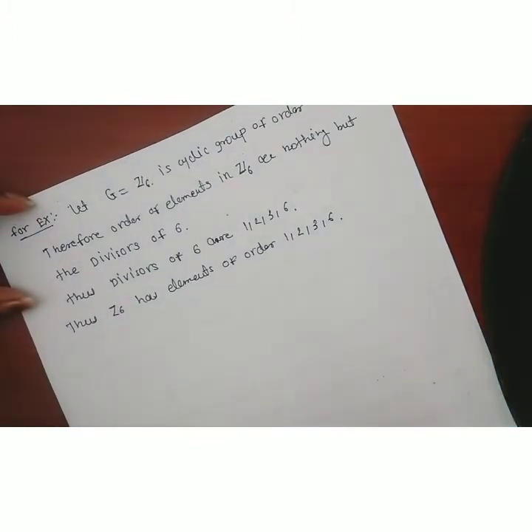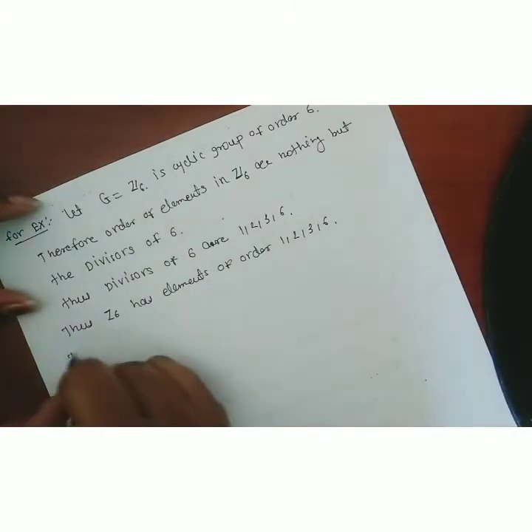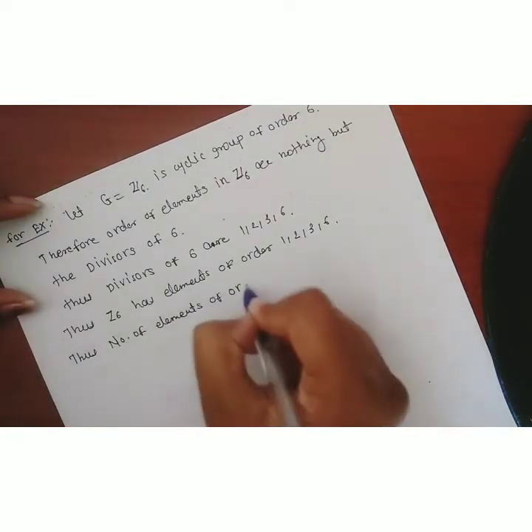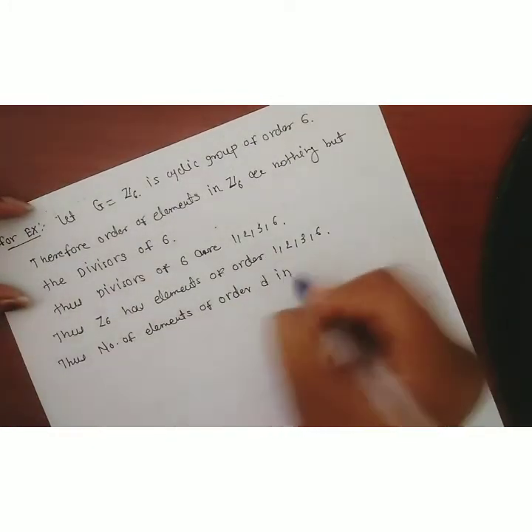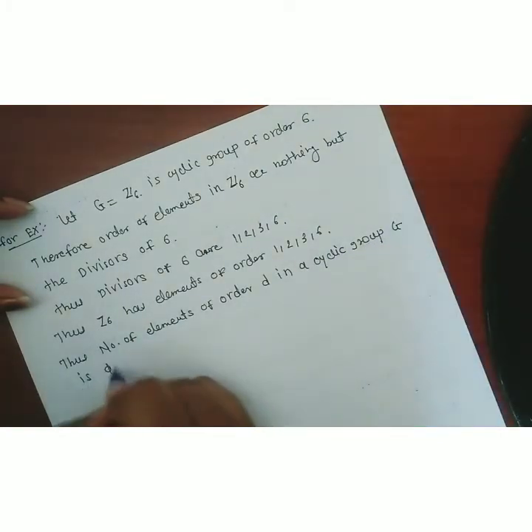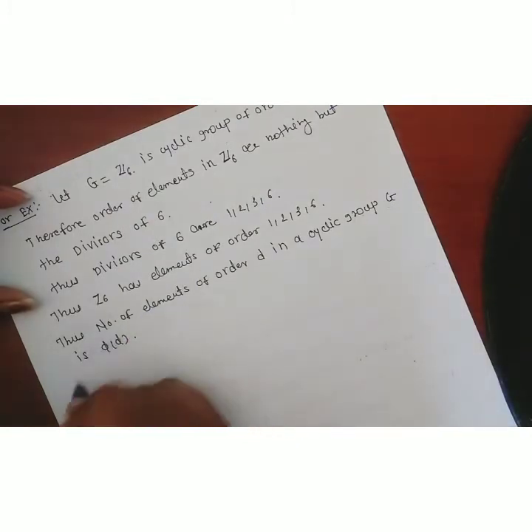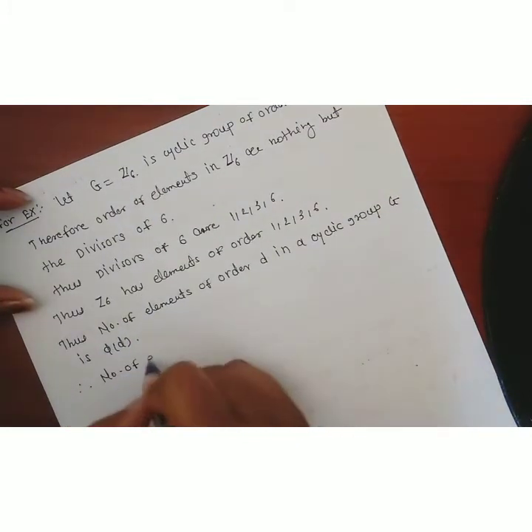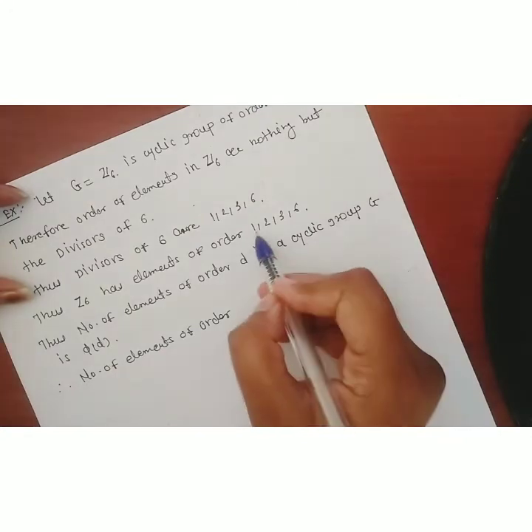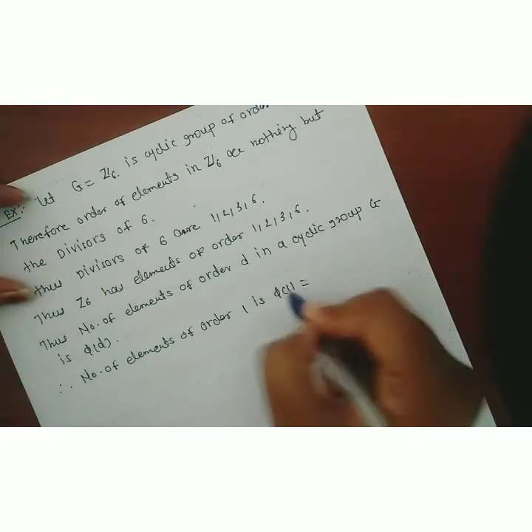Now we have to find how many elements are present of each respective order in that group G. Thus, the number of elements of order D in a cyclic group G is phi of D. By the previous theorem, we know that the number of elements of order D in the cyclic group G is phi of D. Therefore, the number of elements of order 1, the first divisor, is phi of D, here D equal to 1, phi of 1.